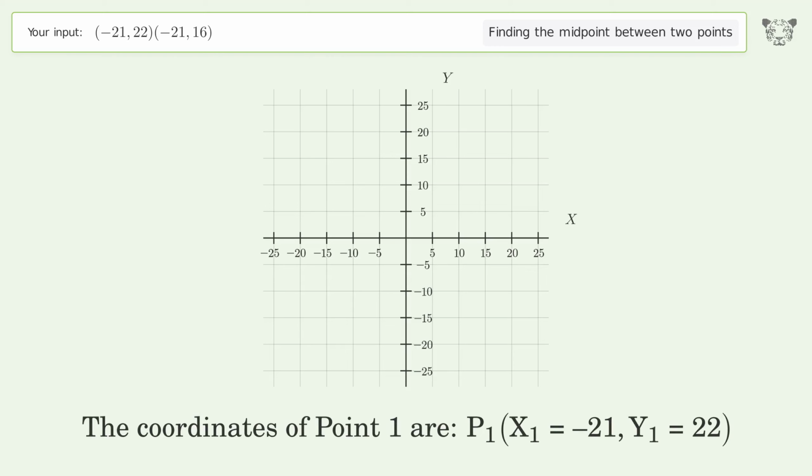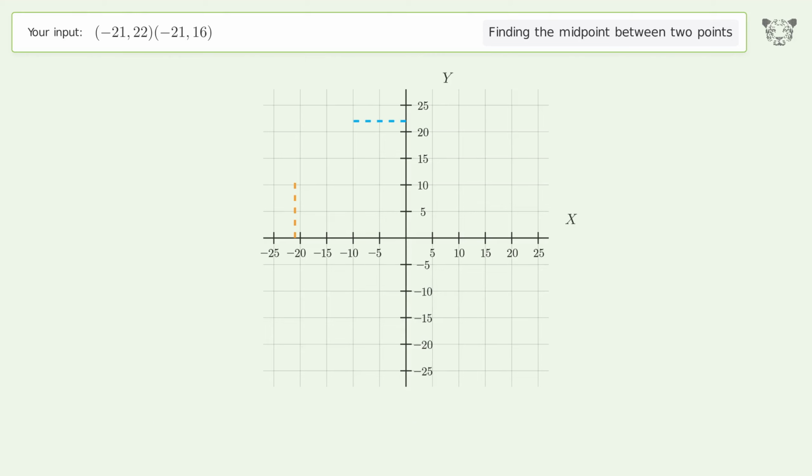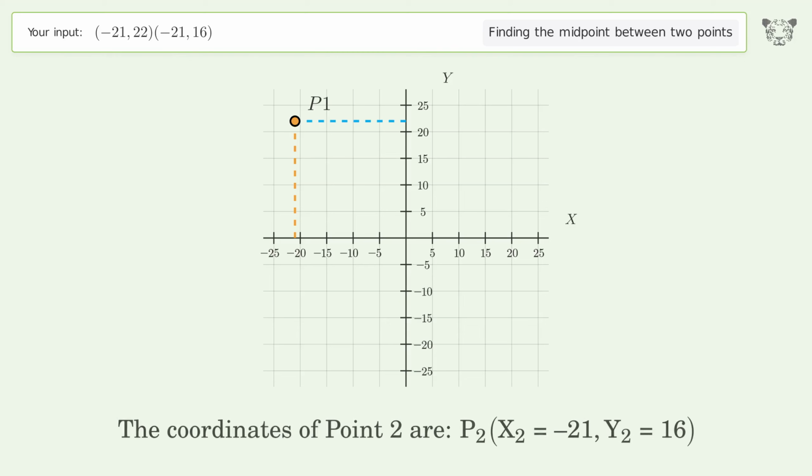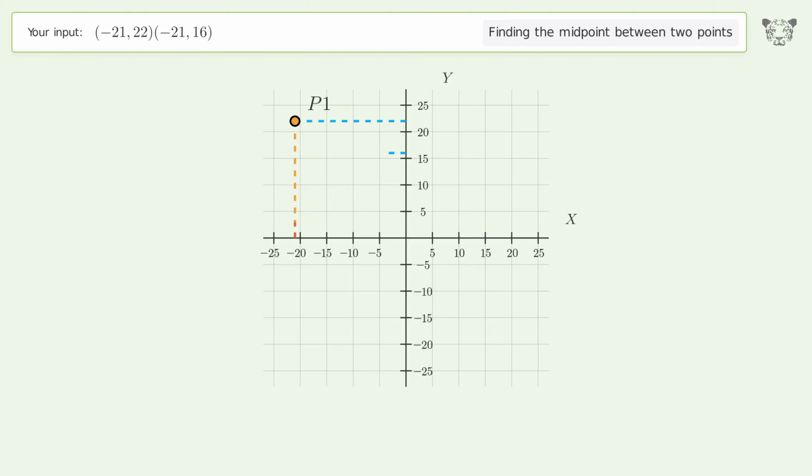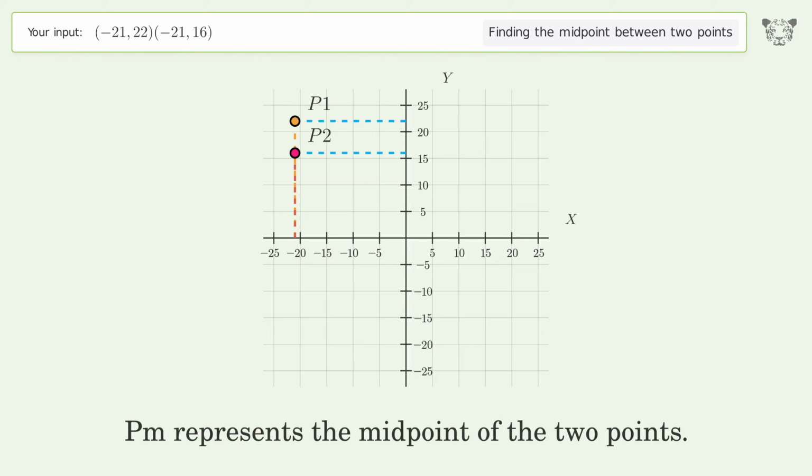The coordinates of point 1 are, x1 equals negative 21, y1 equals 22. The coordinates of point 2 are, x2 equals negative 21, y2 equals 16. PM represents the midpoint of the 2 points.